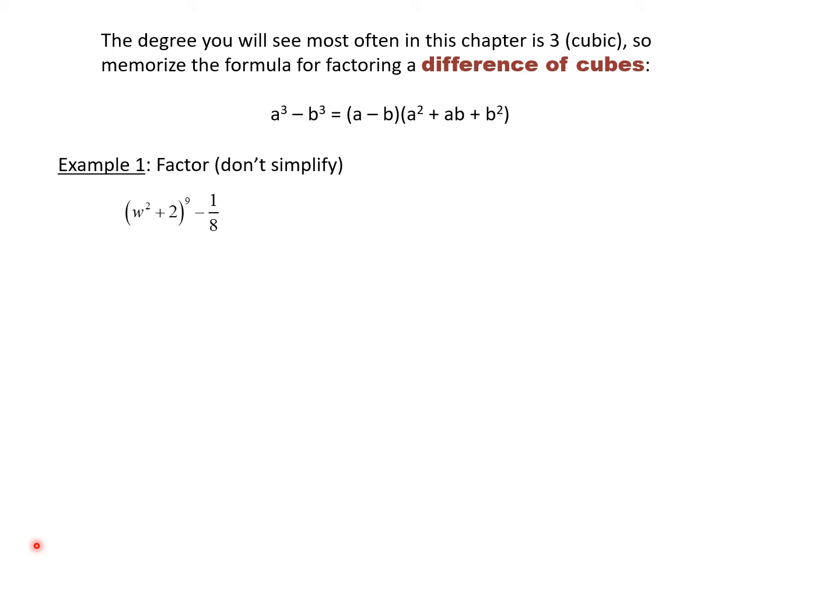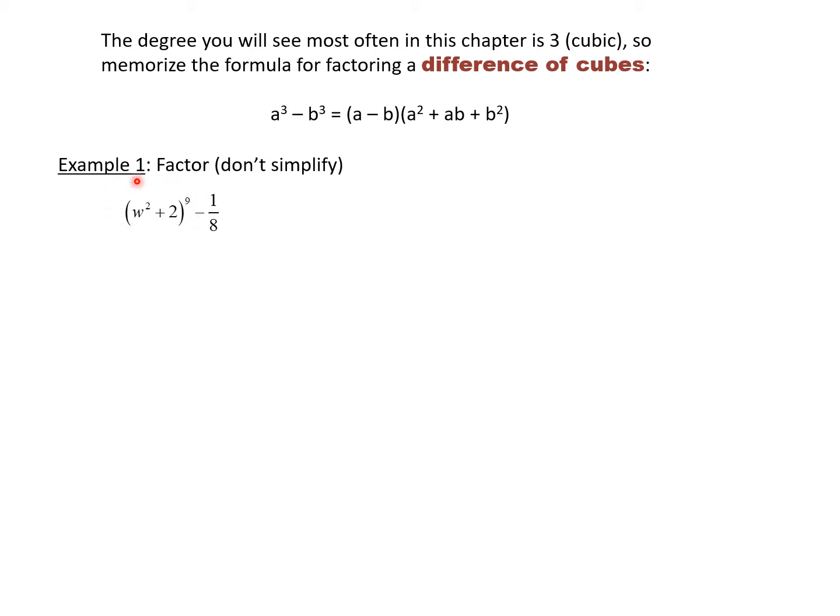Example 1, factor, don't simplify. I'm saying don't simplify because I don't want you expanding that power of 9 out and then collecting like terms. We want to factor. So we need to first identify this as a difference of cubes. We've got the difference sign in there, the subtraction sign, that's important. Let's look at this 1/8 first. Is 1/8 a perfect cube? It has to be a perfect cube in order for us to use this little formula here. It is. The cube root of it is 1/2.